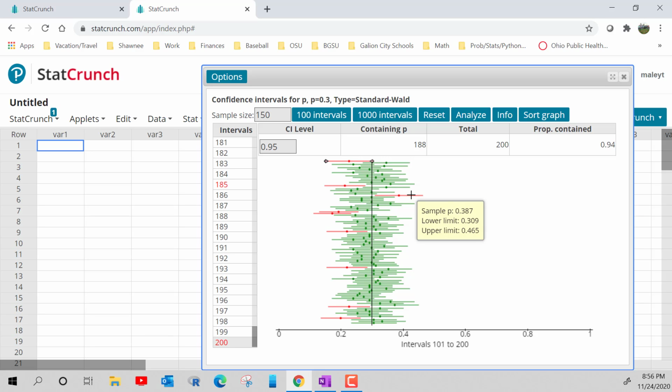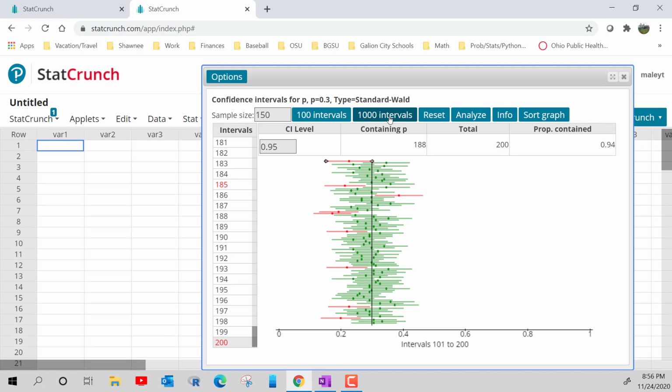So when we say 95% confidence interval, what we're saying is if we get a large number of confidence intervals, that 95% of those confidence intervals are going to cover your population proportion value, right? So we had 188 that contained P, the true population proportion, out of 200, which gives me 94% of the confidence intervals that contain the population proportion, right? So that's where we get the 95% confident.